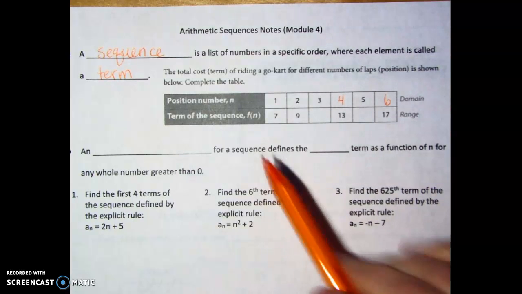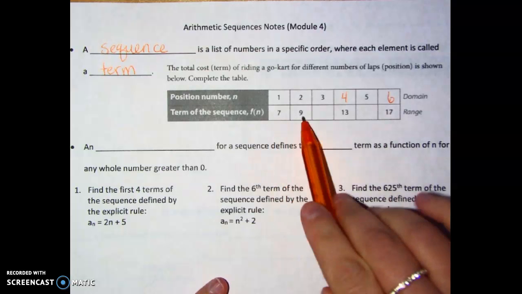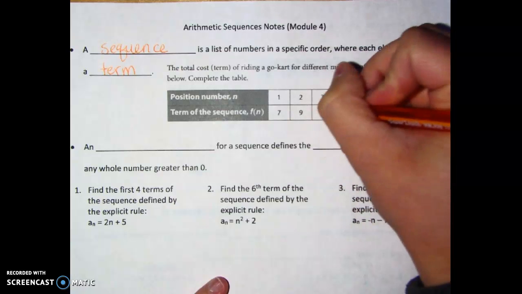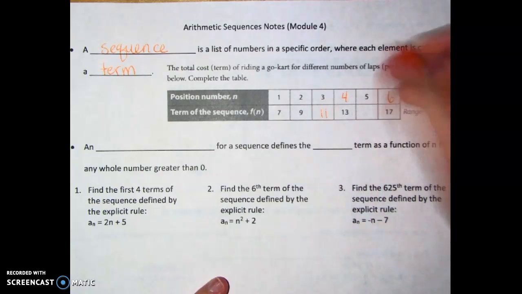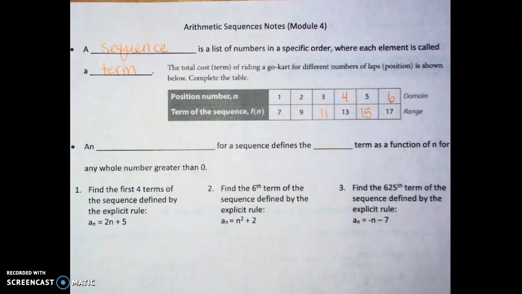Now we have to see what the pattern is down here for the term of the sequence. So it looks like it's going up by 2s. So 9 plus 2 is 11. 13 plus 2 is 15. Okay, so that's kind of what a sequence is. But that's the easy part.